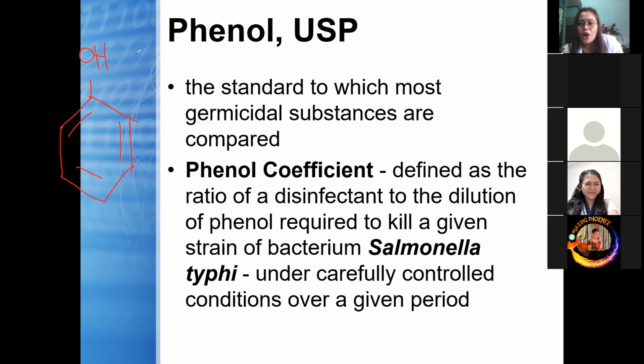Again, phenol coefficient is what it is called. It's the ratio of a disinfectant to the dilution of phenol required to kill a given strain of bacterium called Salmonella typhi under carefully controlled conditions over a given period. So for a substance to be accepted as an anti-infective or germicide, its action must be the same as phenol when it comes to killing the Salmonella typhi. Again, we call it phenol coefficient.